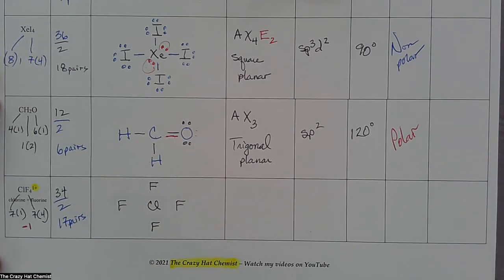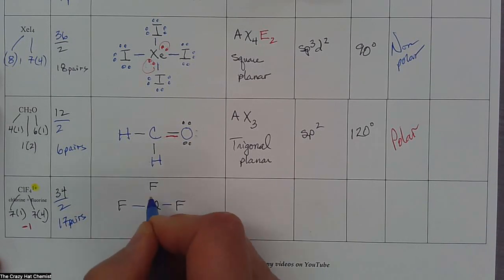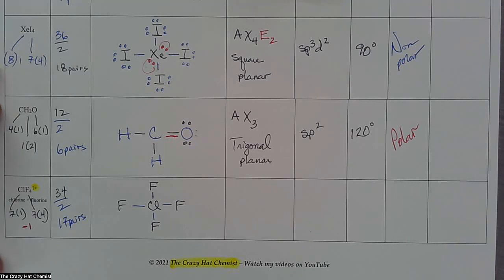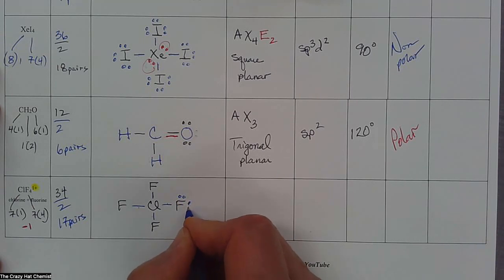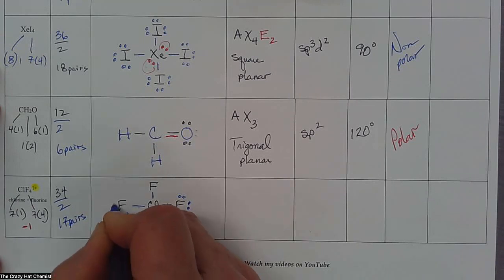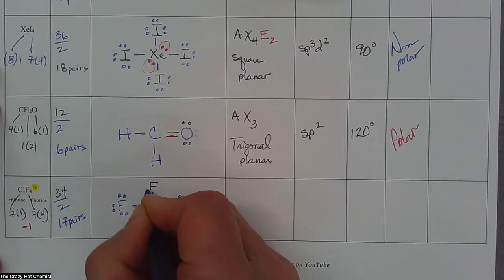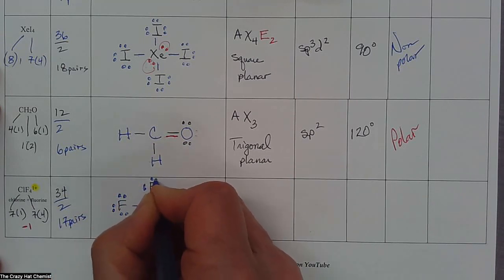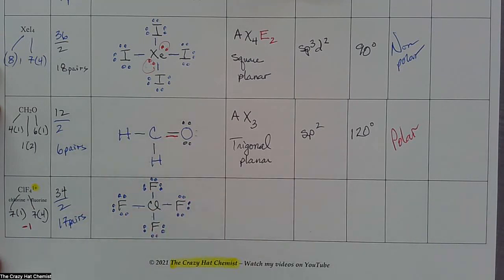All right, now what we're going to do is place the bonding pairs of electrons between the central and the outside, central and outside, central and outside, central and outside, then lone pairs on the outside elements. 1, 2, 3, 4, 5, 6, 7, 8, 9, 10, 11, 12, 13, 14, 15, 16, and I have one more pair yet remaining, but all the fluorines have an octet, so I cannot place any more on the fluorines.